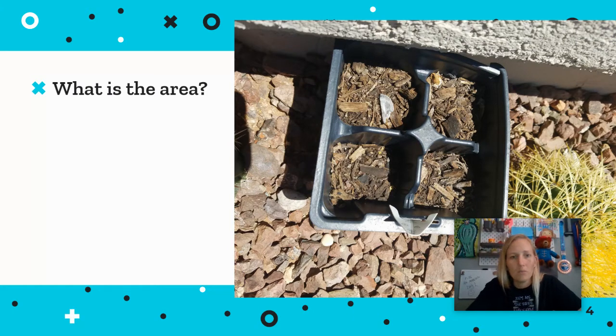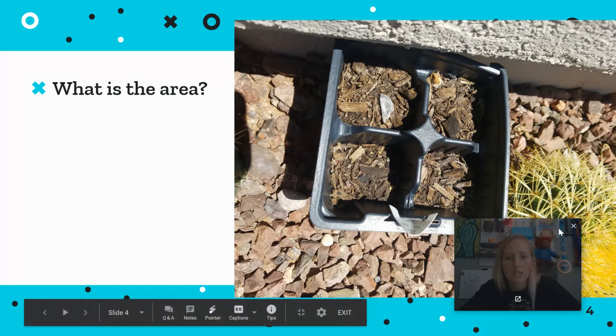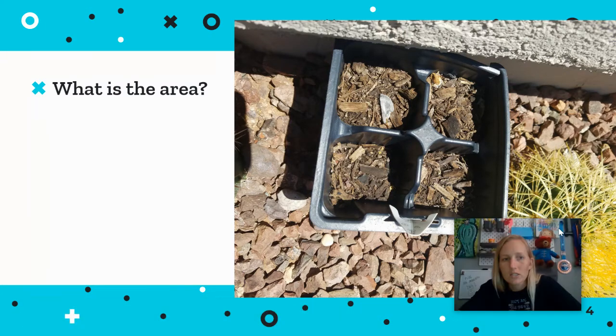Looking at this right here, this is the little planter. What's the area of the planter? Think about how many squares are all in there all together, which would be our area. Let's find the area first, and then there are a couple different equations that you can use to find this, and we'll go over that in just a moment.